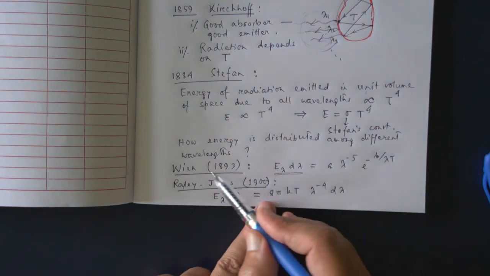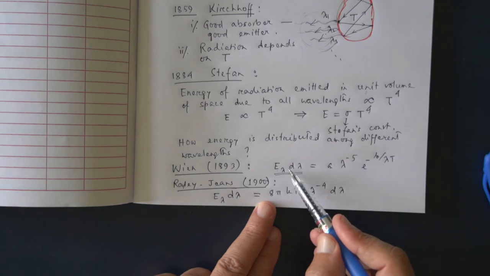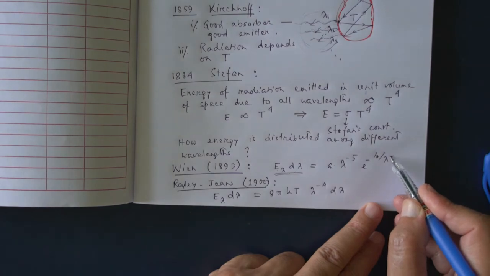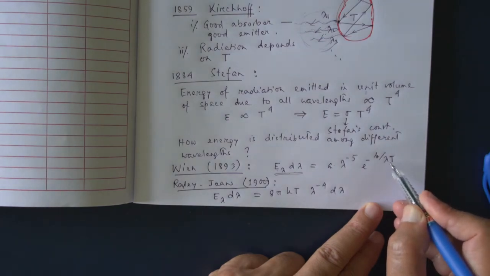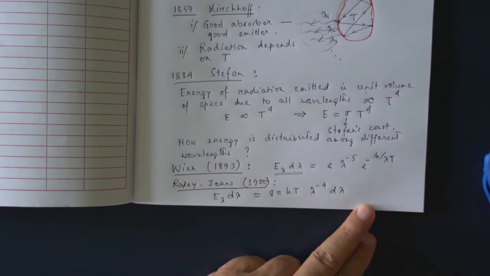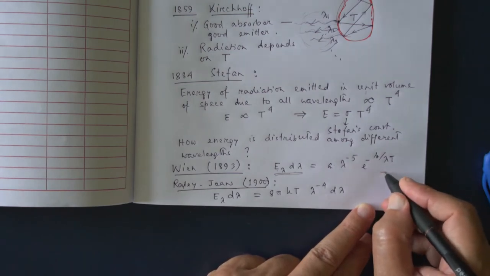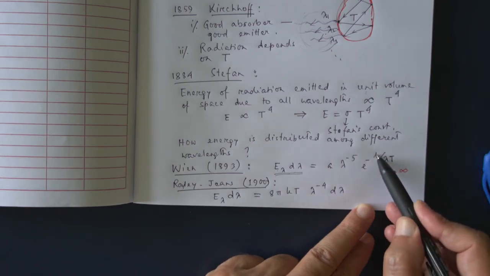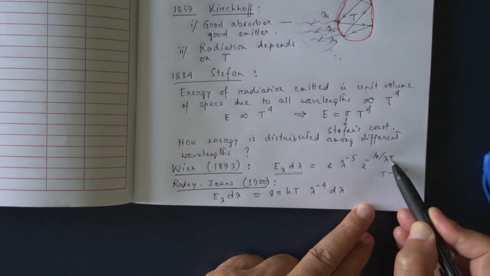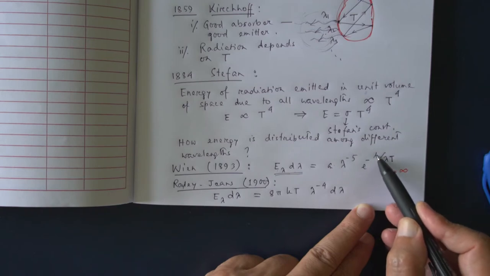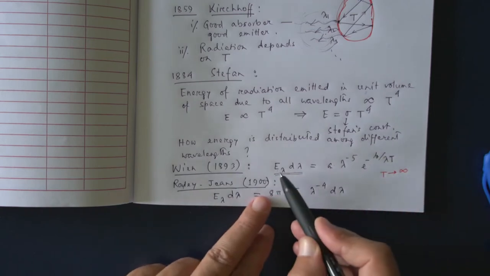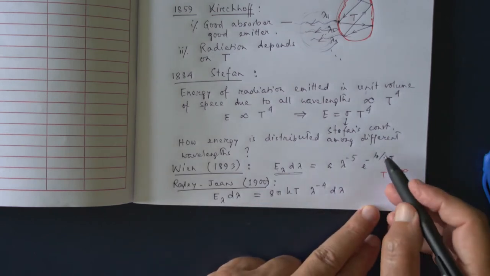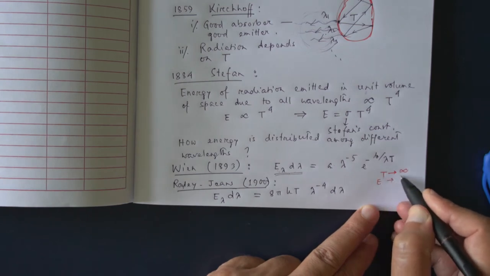But here you see, from Wien's formula, what do you get? Say, if temperature tends to infinity, then 1 by infinity equals 0. E to the power 0 equals 1. That means energy becomes finite. When temperature tends to infinity, energy becomes finite.